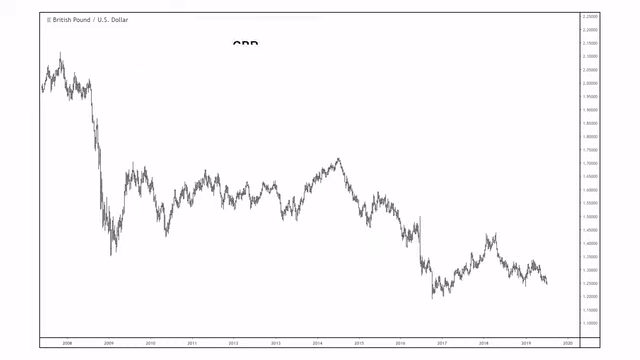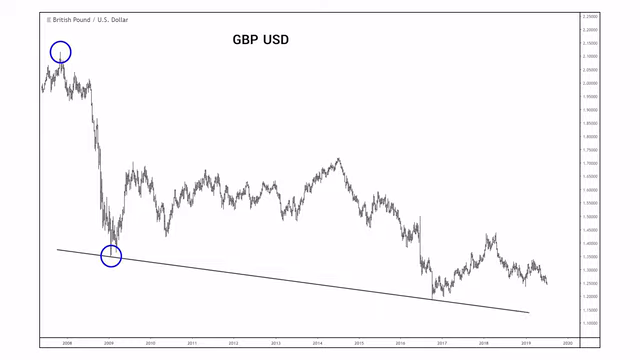This is a long-term chart of the British pound versus the US dollar. It's a closely followed cross rate in the FX market. Here's the late 2007 peak in the pound dollar, and after this January 2009 low, the trend has been sideways to slightly lower in the decade plus since then.